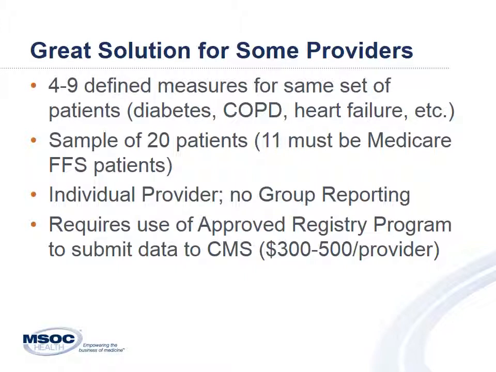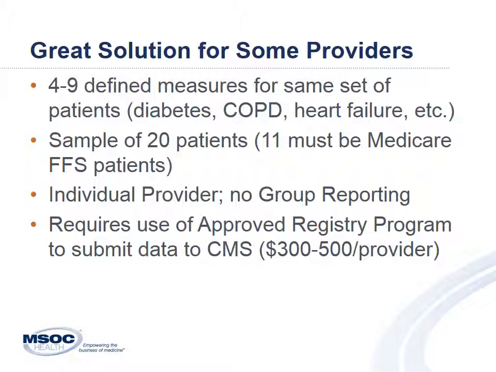patients, for example, diabetics or patients with low back pain or those with rheumatoid arthritis. For each provider, you'll identify 20 patients that meet the denominator criteria and were seen in 2014. You'll purchase a registry software program, which usually provides a worksheet for you to complete on each of the 20 patients. 11 of the patients must be Medicare fee-for-service. Be sure that you don't include any Medicare Advantage beneficiaries among these 11 patients.